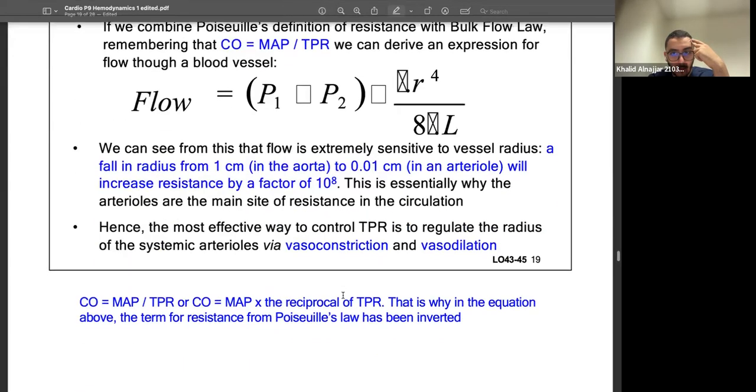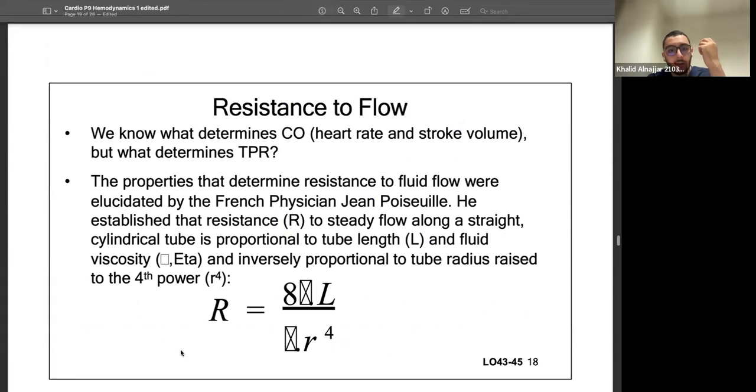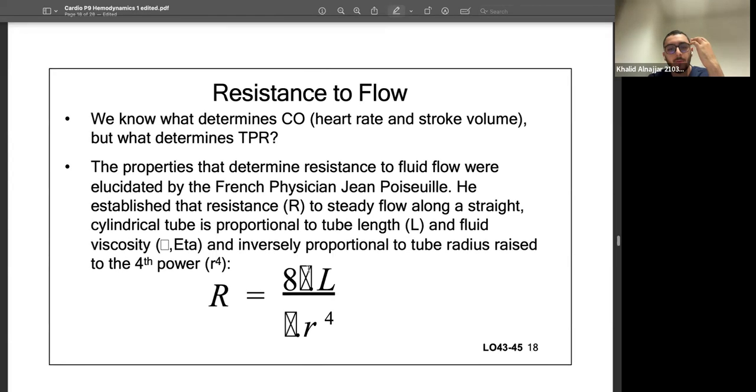I hope it's written somewhere. It's not written anywhere. This is the resistance, okay? Always capital R is resistance and a small r is radius. Don't be confused. The equation basically says resistance equals 8 multiplied by L, the length of the vessel, multiplied by the Greek letter that stands for viscosity, over pi times the radius to the power of 4. This is supposed to be viscosity too, by the way.